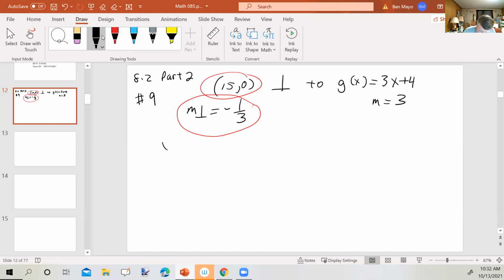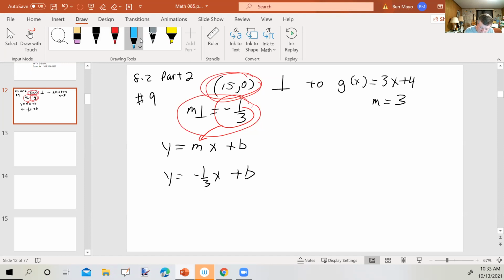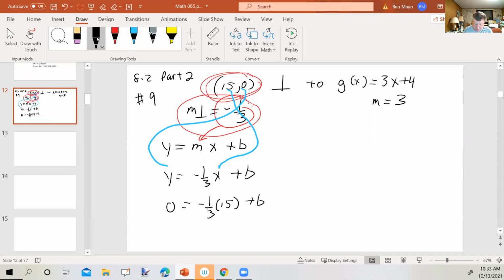All right. So using y equals mx plus b, negative 1/3 goes in the place of m. So y equals negative 1/3 x plus b. Then we take the ordered pair (15, 0), and 15 goes in the place of x, and 0 goes in the place of y, which gives us 0 equals negative 1/3 times 15 plus b. 0 equals, this reduces down to negative 5 plus b. We're going to add 5 to both sides, so 5 equals b.